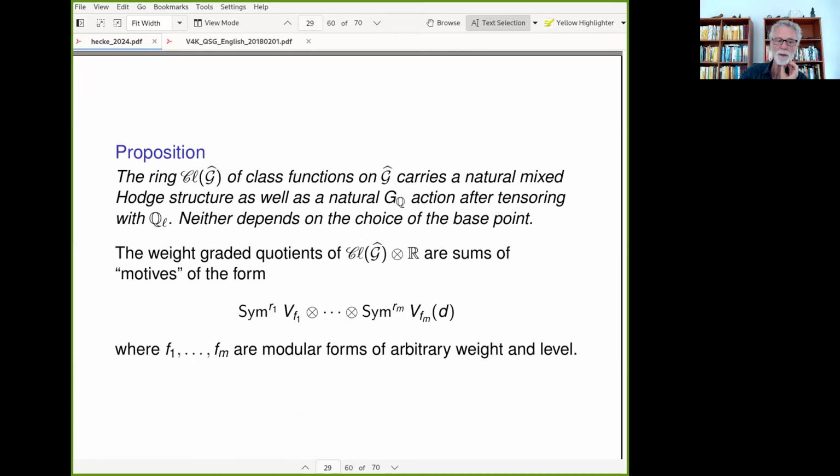All right, so the ring of class functions here, I should say it's huge. It's infinitely generated as an algebra over the stuff of length 0. The ring of class functions on G hat has a natural mixed Tate structure and a natural action of the absolute Galois group. I guess I'm running out of time here. After tensoring with Q_l, neither depends on the choice of a base point. And the weight graded quotients are all just these things that are the subject of Beilinson's conjectures. These should be the pure modular motives.